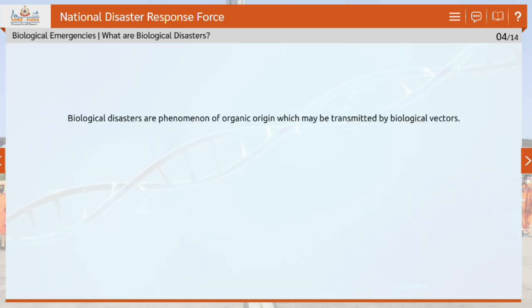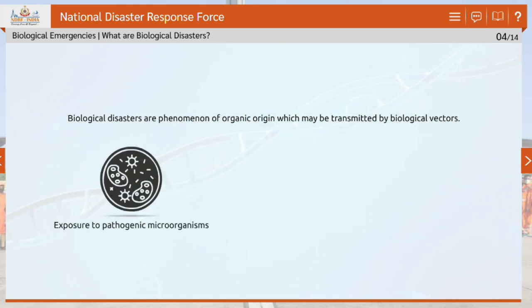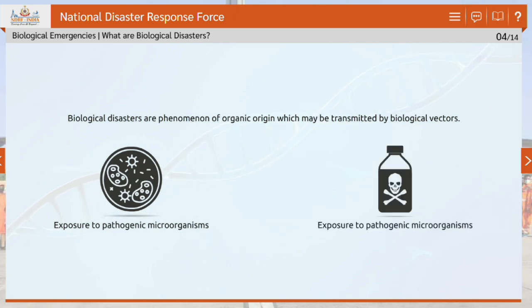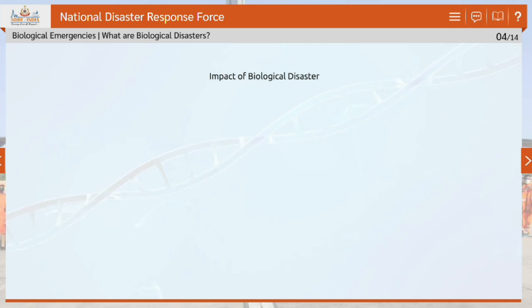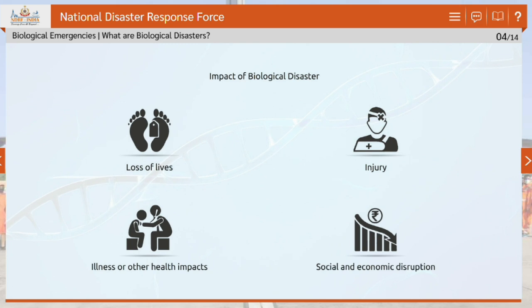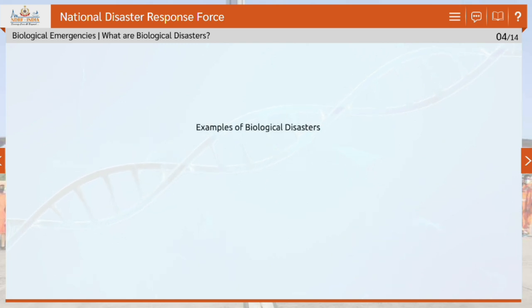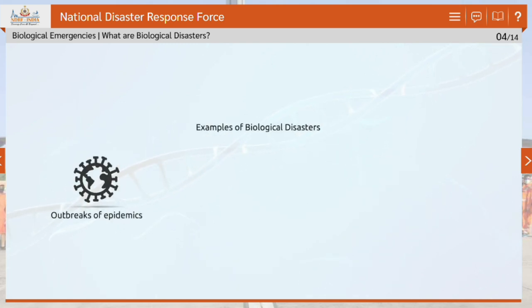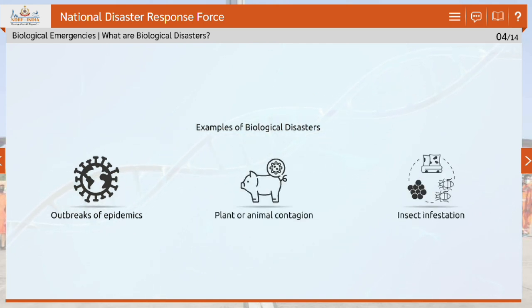Biological disasters are phenomena of organic origin which may be transmitted by biological vectors. These include exposure to pathogenic microorganisms, toxins, and bioactive substances. The impact of biological disaster includes loss of lives, injury, illness or other health impacts, loss of livelihoods and services, social and economic disruption. Examples of biological disasters include outbreaks of epidemics, plant or animal contagion, and insect infestation.